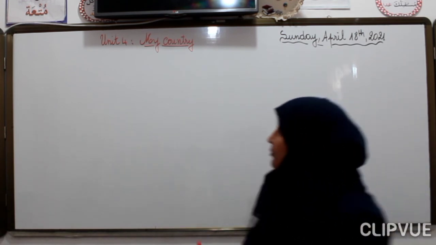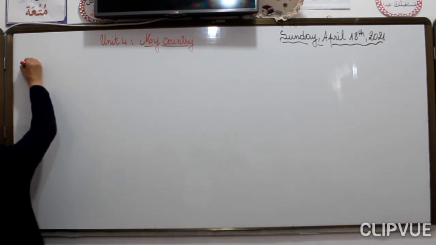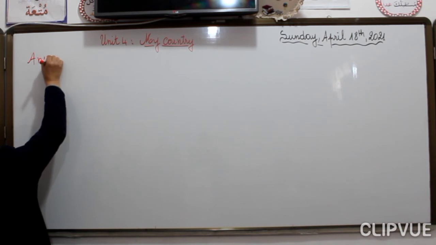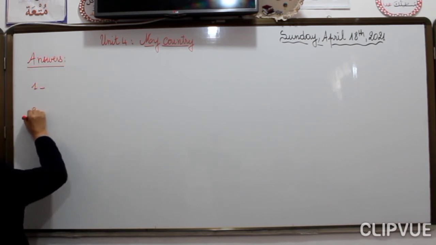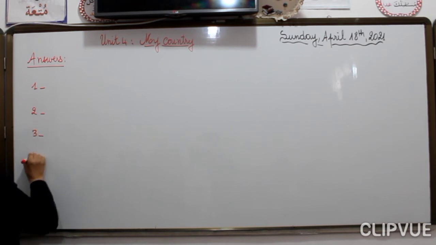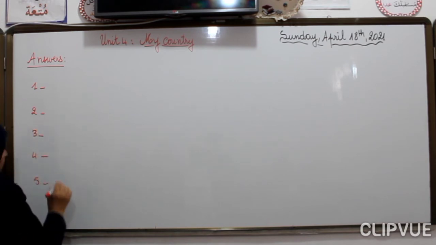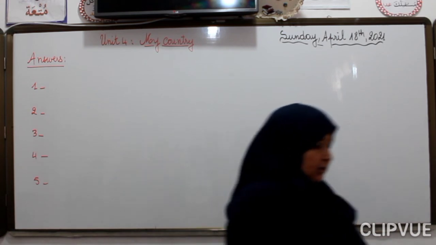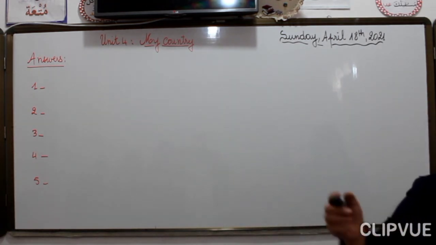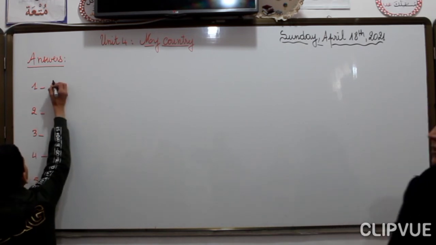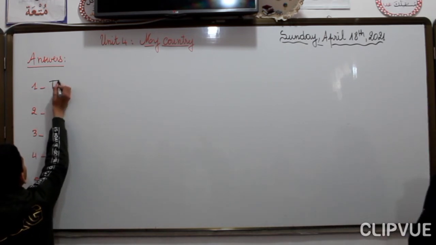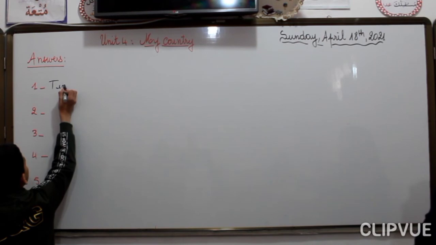Okay, thumbs up now. That's correct. You have 5 answers. Number 1, number 2, number 3, number 4, and number 5. Okay, the first one. Julian, come on. The first question is, where does Tim live?